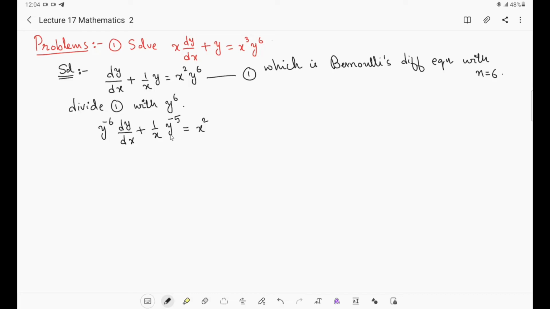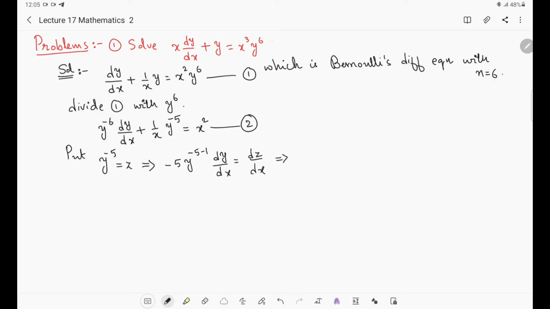Now what we have to do? Whatever is there beside p of x should be taken as a substitution. Here we are having y power minus 5, so take that as a substitution. So put y power minus 5 equals z. Then differentiate this. You consider this as the second equation. Now in this equation we are making this substitution: y power minus 5 equals z. When we differentiate this, the differentiation of y power minus 5 is minus 5 into y power minus 5 minus 1 into dy by dx equals dz by dx, right?